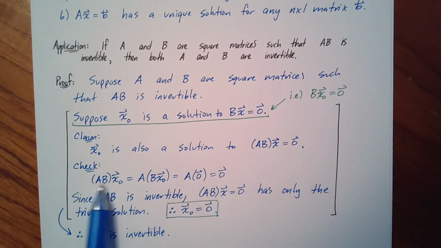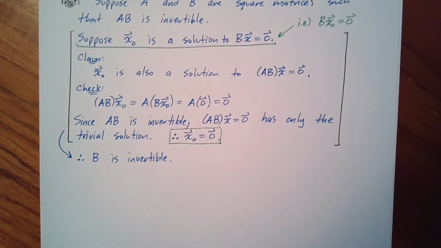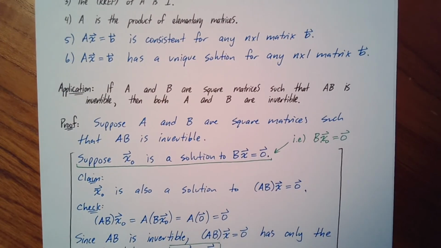The fact that we could shuffle these brackets. If you had a solution attached to AB, you could just shuffle the brackets over and attach that solution to B. This step really took advantage of the fact that B was the factor on the right. So we can't just do the same steps to show that A is invertible. And we're still not done until we can show that both A and B are invertible. So here's how we'll finish this off.